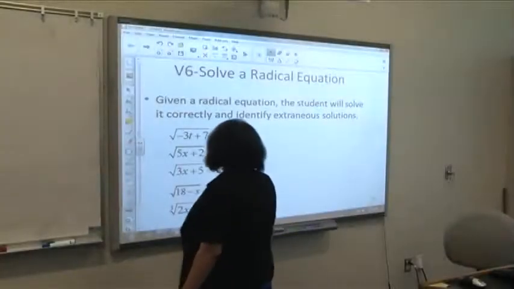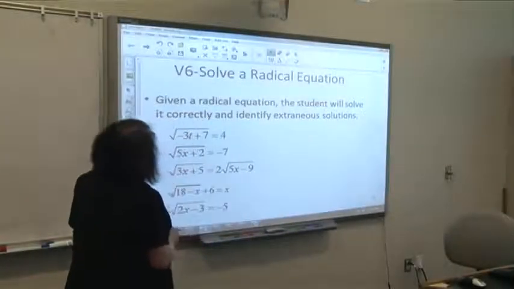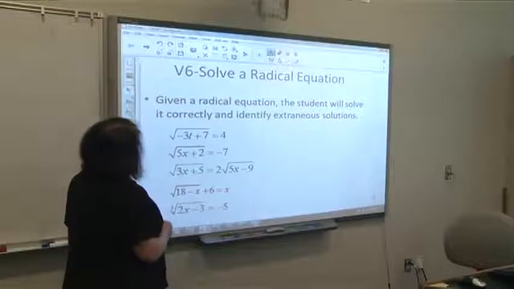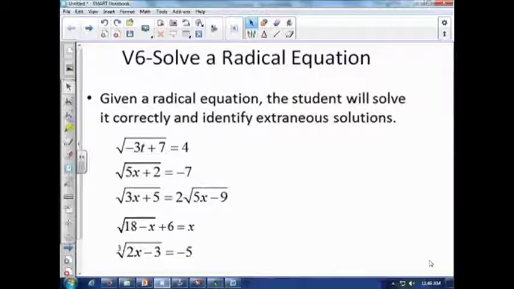Hello and welcome. This outcome is about solving radical equations. Given a radical equation, the student will solve it correctly and identify extraneous solutions. So I have those examples for you that I'm going to tackle on the next screen.